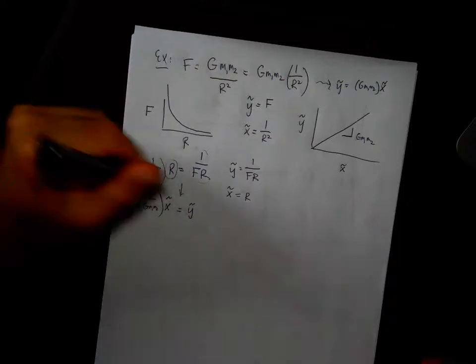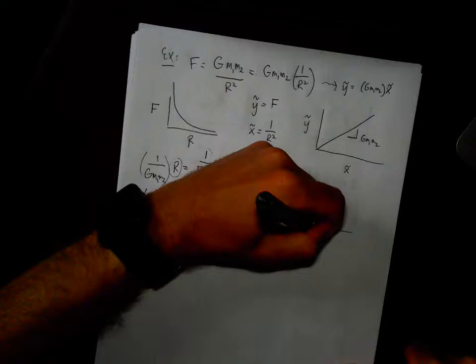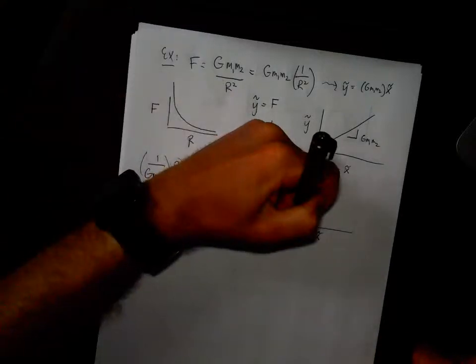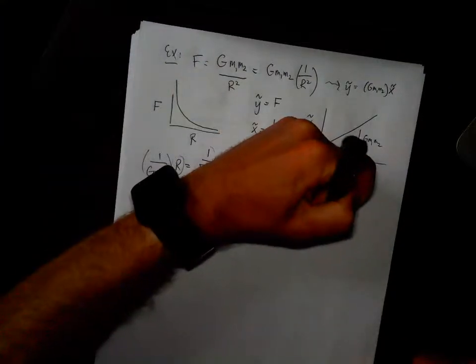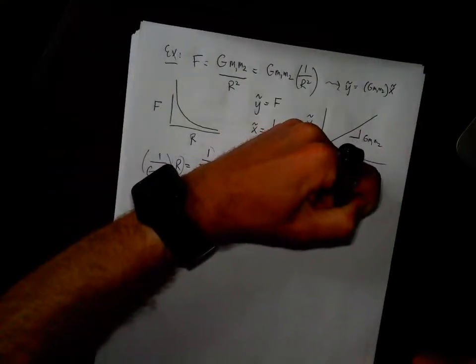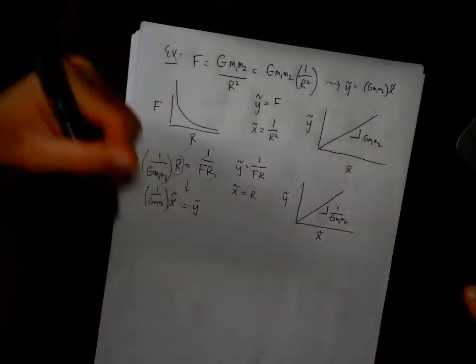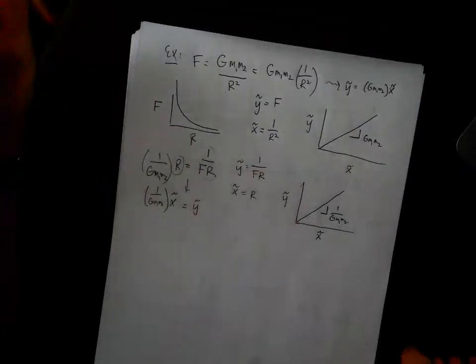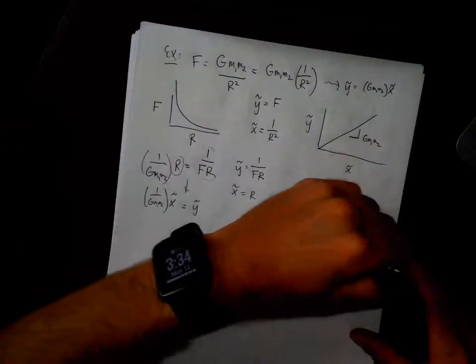All right. So if we were to graph y squiggle versus x squiggle, in this case, it would be a straight line. And the slope of that line would be 1 over G m1 m2. So there's multiple ways to get a straight line depending on what you define your x squiggle and your y squiggle to be. We're going to do one more example.